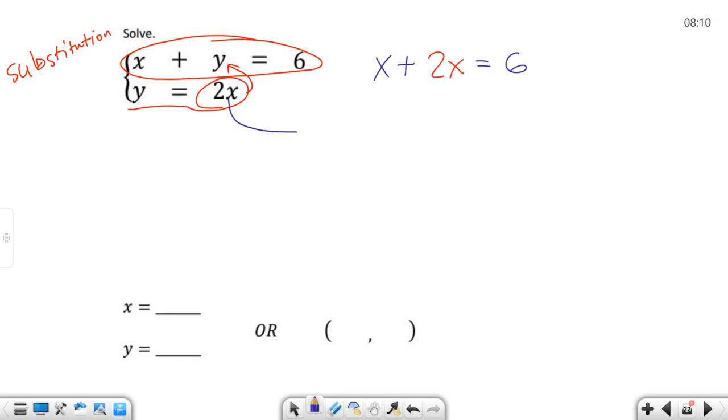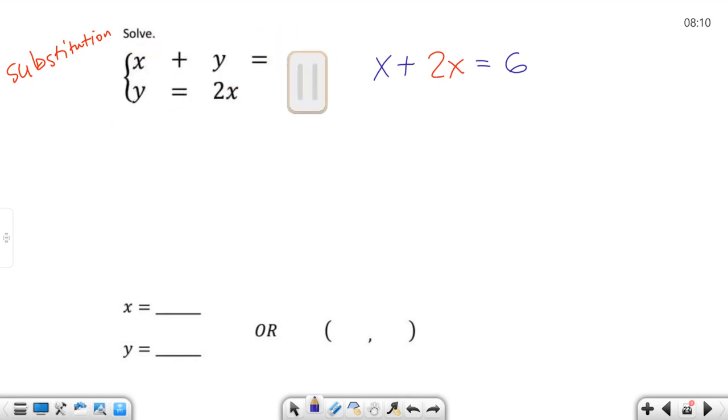So you see what I did? I took this 2x and plugged it in right here for y. Plug that in for y. So now I get x plus 2x equals 6. That's 3x, if I add those together, equals 6. And then divide by 3, x equals 2.